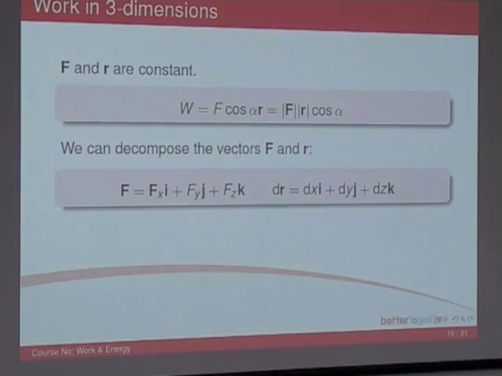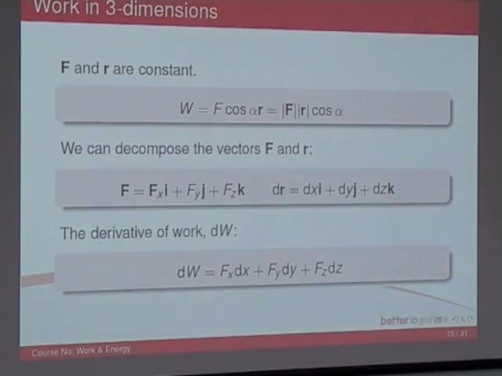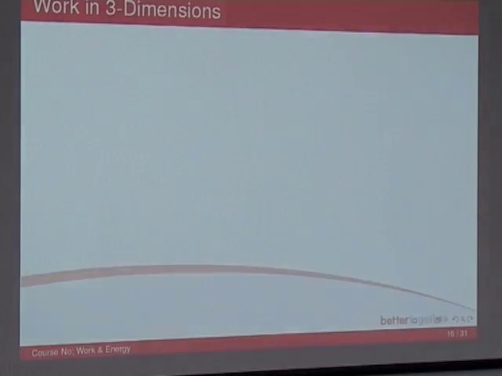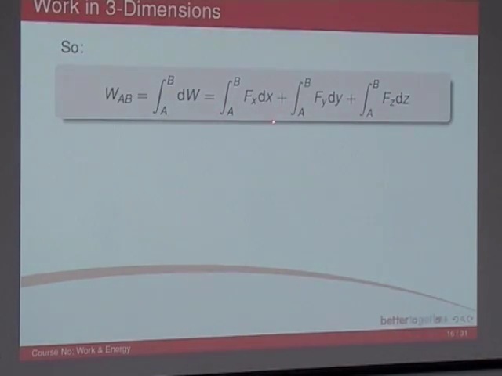And we can decompose these vectors F and r. Obviously, that's standard vector decomposition using ijk notation: Fx i plus Fy j plus Fz k. And dr is obviously going to be dx i, dy j, and dz k. If we plug those equations back in, we've got the derivative of work, we know, as Fx dx, Fy dy, and Fz dz. And if you take the integral of one of those, we know that is the change in kinetic energy. We've done that already. If you replace F with m dv by dt, and dx by v dt, you end up getting the change in kinetic energy. We can do that in the x direction, the y direction, and the z direction, to give us the work.